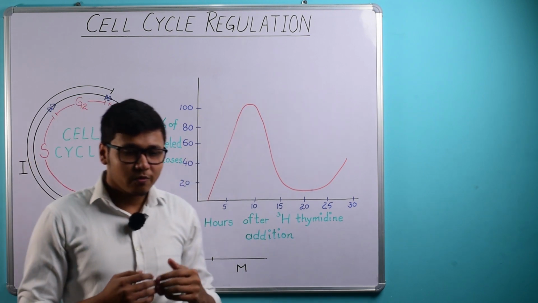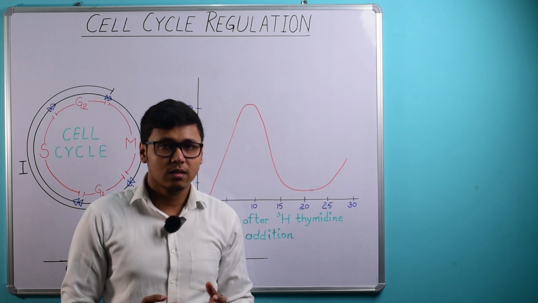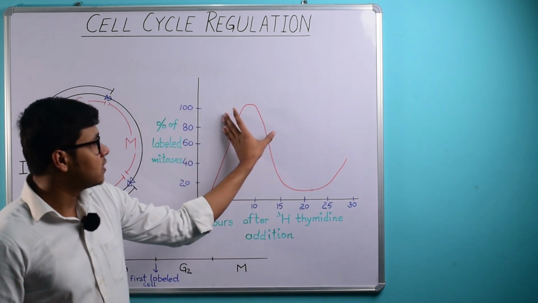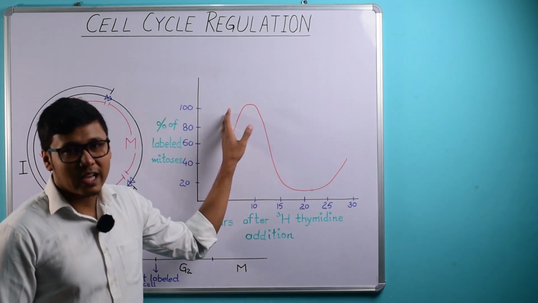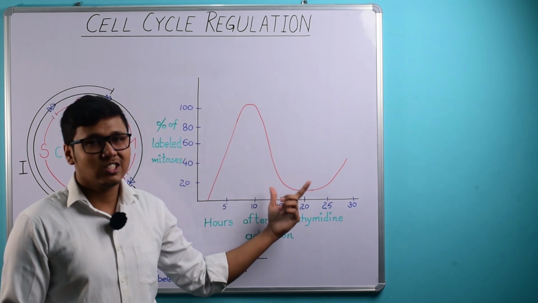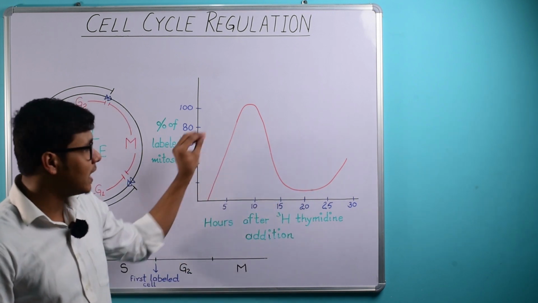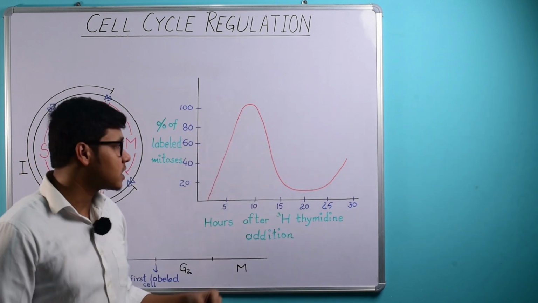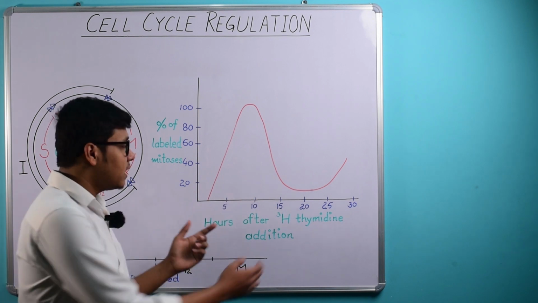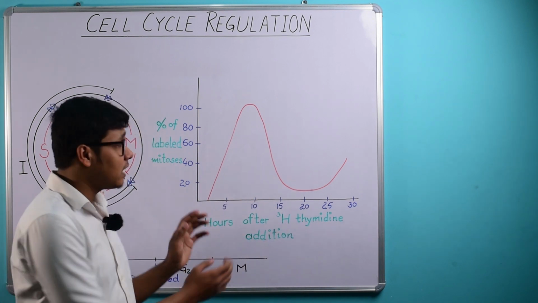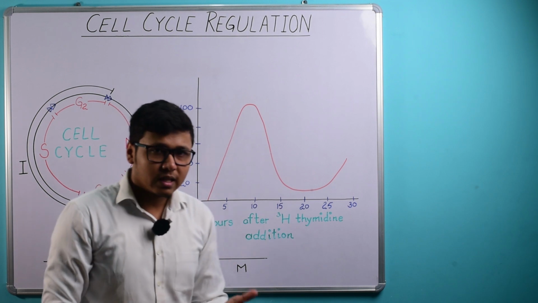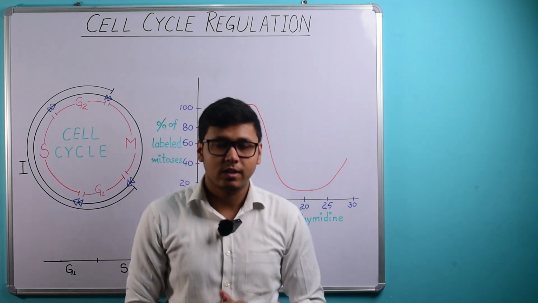So they can ask various types of questions from this graph. This phase is going to represent the S phase, and this phase is going to represent the G2 and M phase. They can put any point on the graph and ask what that point represents. They can ask for the duration of the cycle, they can ask for the duration of any phase, they can ask according to their convenience.